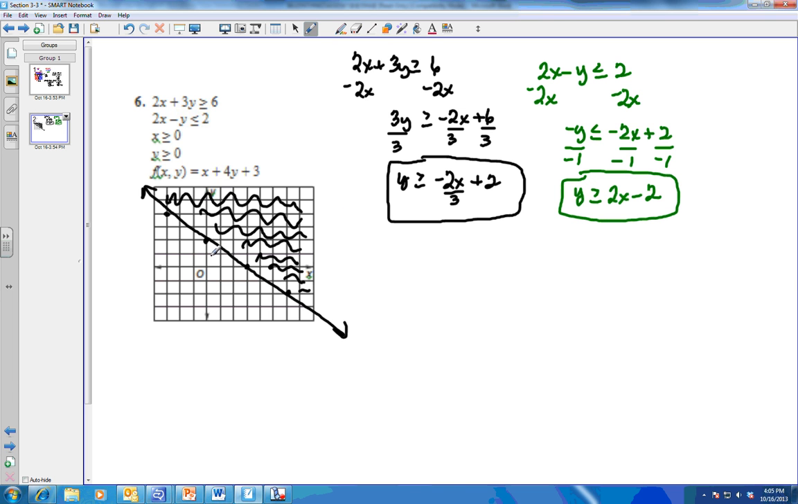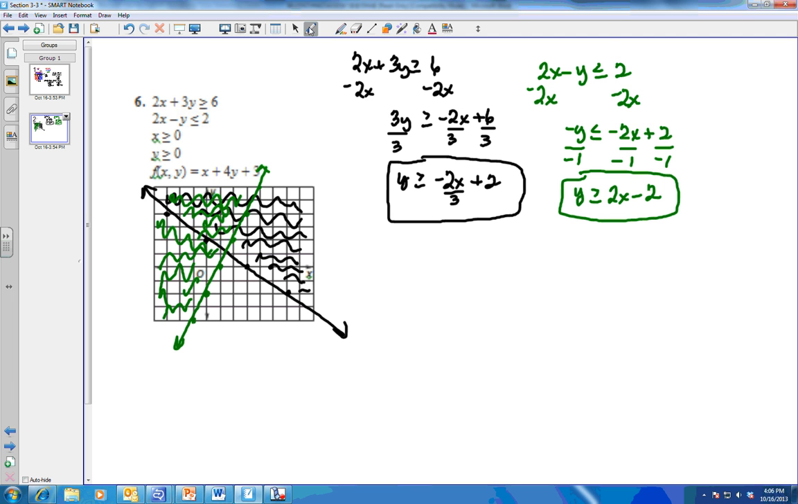My y-intercept is negative 2. My slope is positive 2, so I'm going to go up 2 over 1. Up 2 over 1. Up 2 over 1. Or down 2 to the left 1. So here's my line. Again, it's a solid line. And it's greater than, so I'm going to shade above this line.